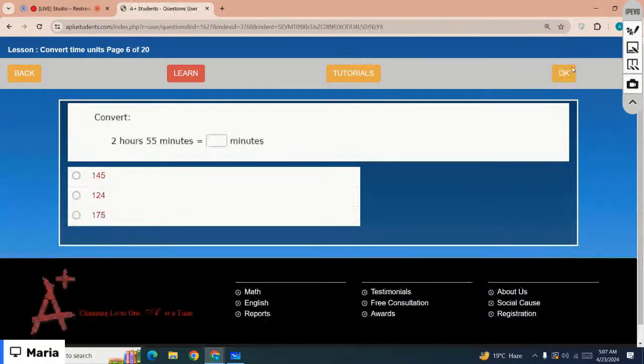2 hours 55 minutes equal how many minutes? The correct option: 2 hours means 60 minutes plus 60 minutes. That is 120 minutes. So 120 plus 55 is 175 minutes. Very good.